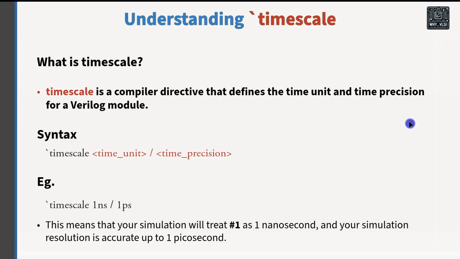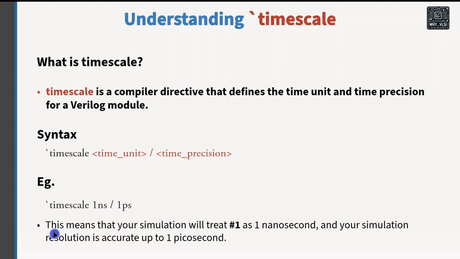So what is the timescale? The timescale compiler directive defines the time unit and time precision for the Verilog module. So here is the syntax of it. We can define it with `timescale along with the time unit and time precision. Take this example. Here, `timescale 1ns/1ps: 1 nanosecond time unit along with 1 picosecond precision.